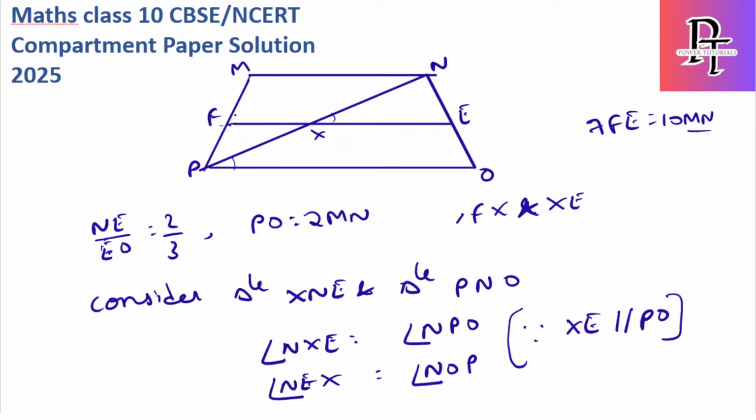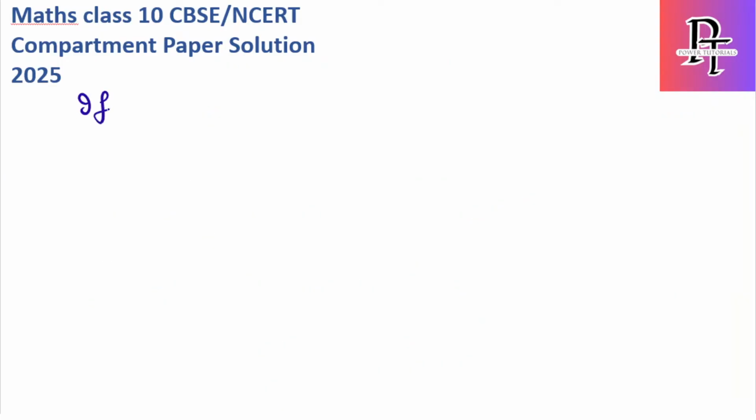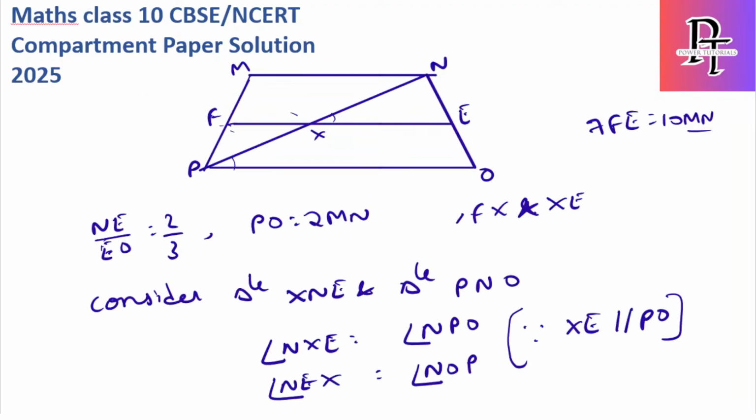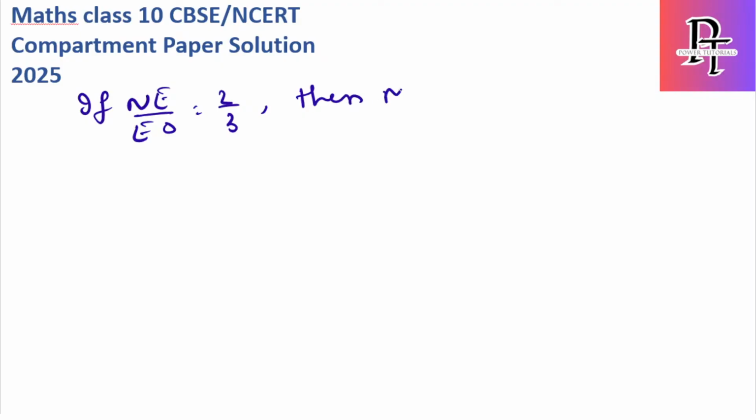Same way, what do we need to get? We need to get the FX value. If NE by EO is 2 by 3, then MF by FP is also 2 by 3, because of the theorem: if two lines are parallel, then the ratios will also be equal.